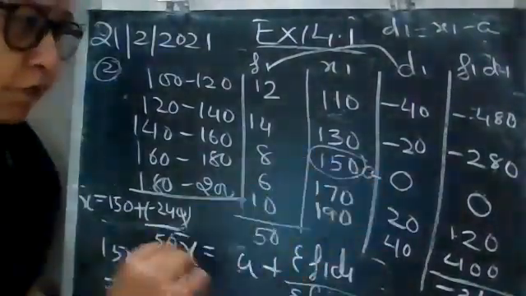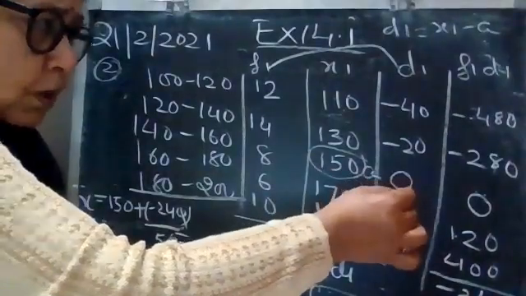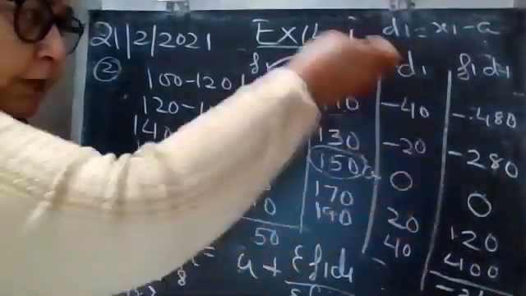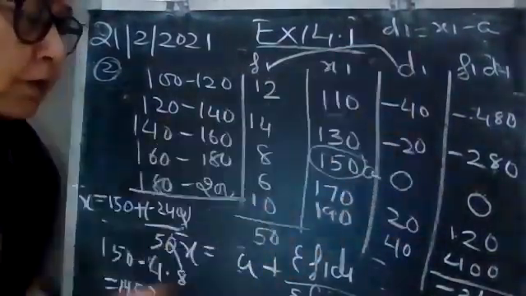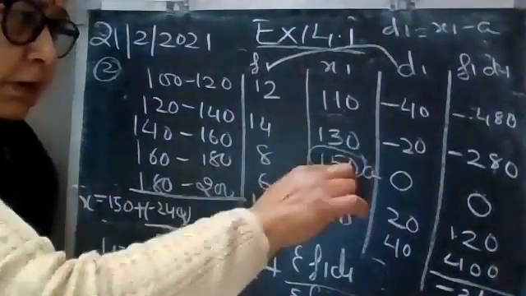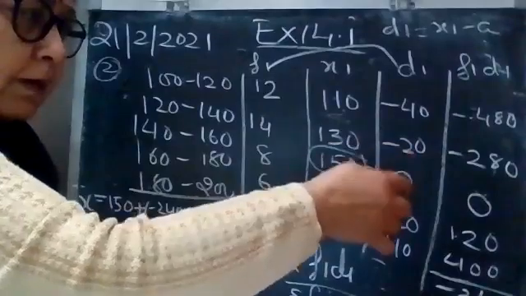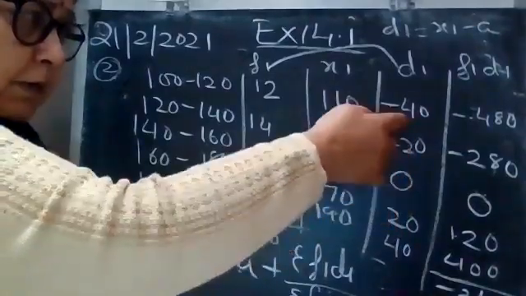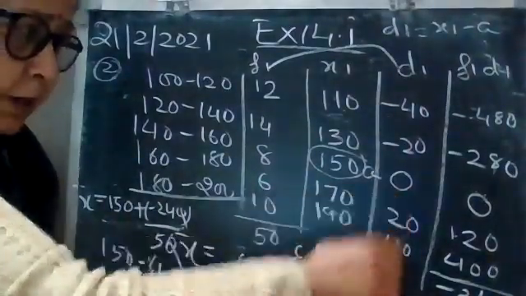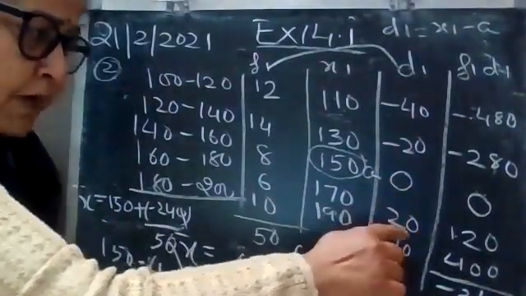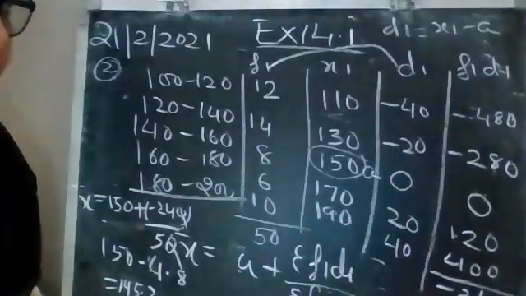And there is a short way to calculate it. In front of the assumed mean, we can write 0, and on the upper side of the assumed mean, whatever the difference of class marks is, that will come in the form of negative. Here the difference of the class marks is 20. So on the upper side of the assumed mean, the first one will be minus 20 and the next one minus 40. And on the lower side of the assumed mean, it will be plus: this will be 20 and this will be 40. This is the short way to calculate.